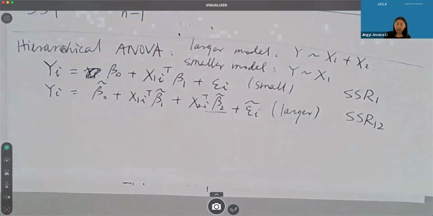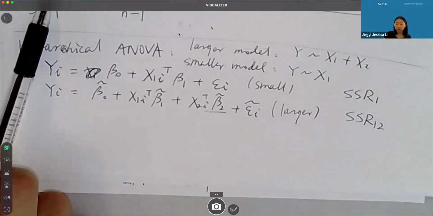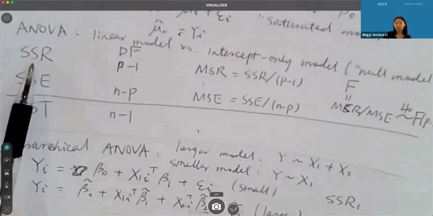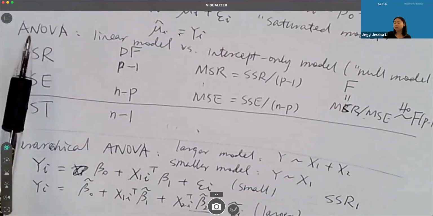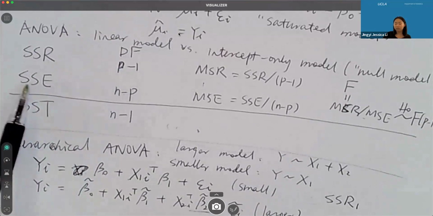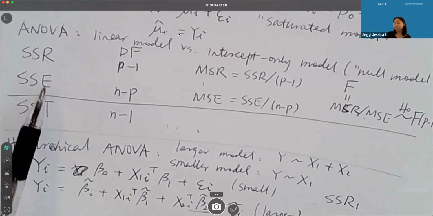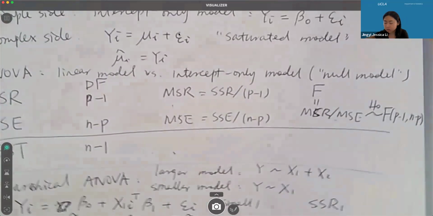All right. So in the hierarchical ANOVA, besides this SSE, the residual part, we should have two rows, not just one row. Here we have just one model, but in hierarchical ANOVA, we have two rows: one for the smaller model, one for the larger model, and one for the residual. And the residual, the sum of square errors, will be from the larger model.